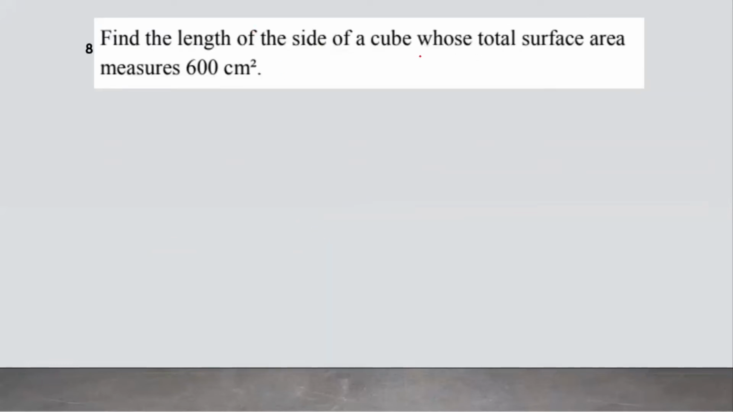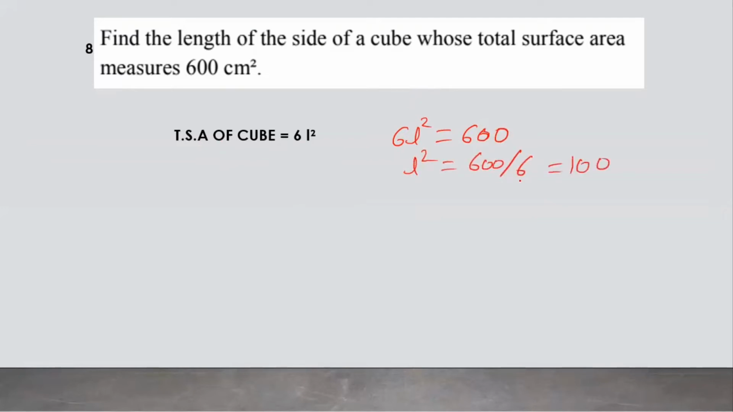Find the length of the side of a cube whose total surface area measures 600 centimeters square. Now total surface area of a cube is 6L square. So 6L square is the same as 600. So you get L square is equal to 600 divided by 6, which becomes 100. So you get length of an edge is equal to square root of 100, which is 10 centimeter. So this is how we get the length of the side of a cube as 10 centimeter.